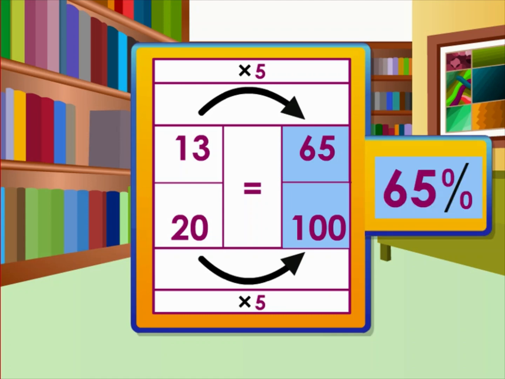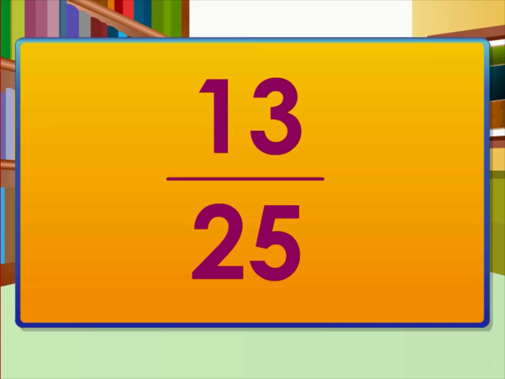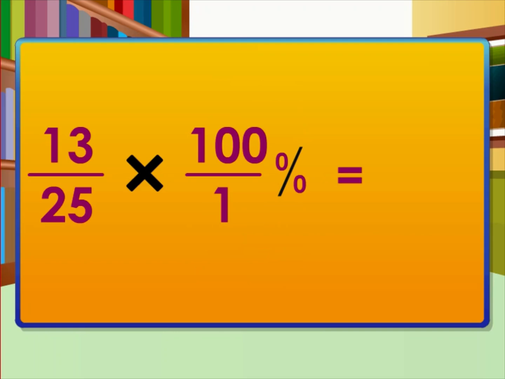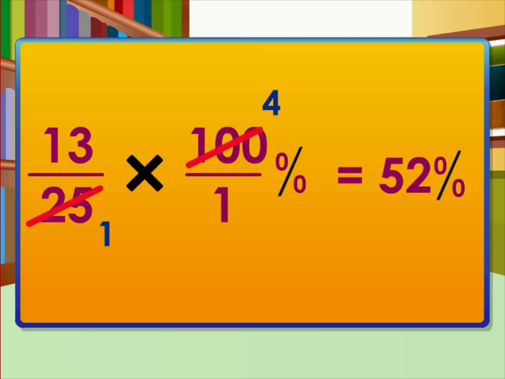We could also calculate this way to find the percentage. Find out what percent is 13 over 25. See example. We use the cross multiplying method. Cross multiplying 13 over 25 times 100% over 1. 25 goes into 100 four times. So, 13 times 4 is 52%.